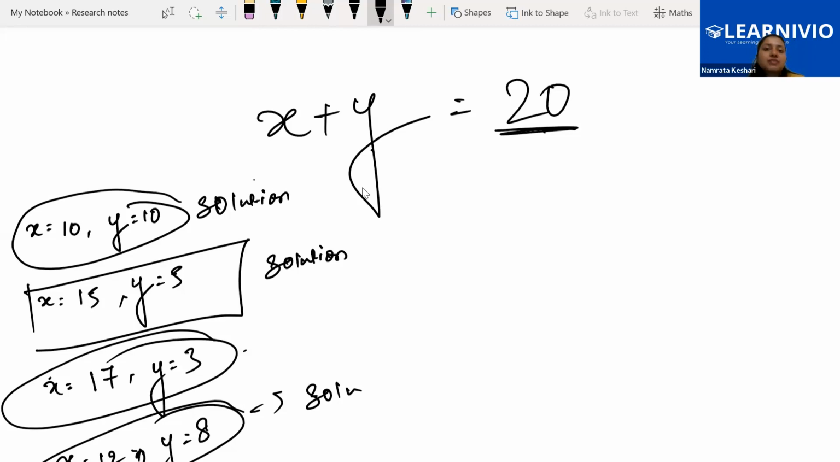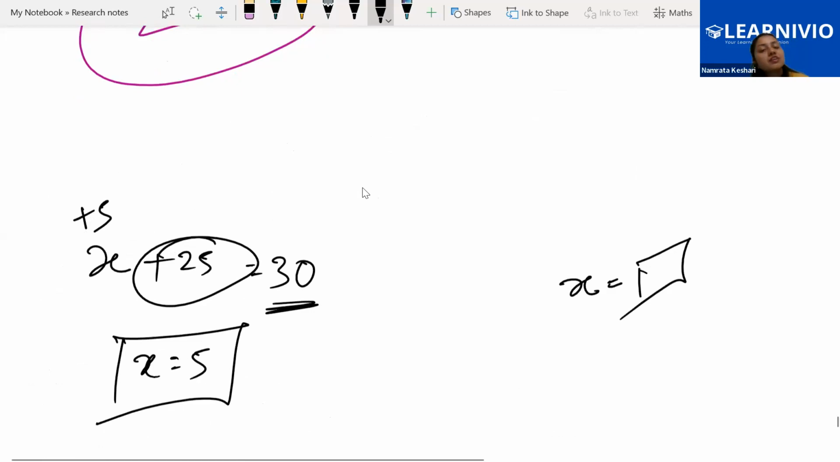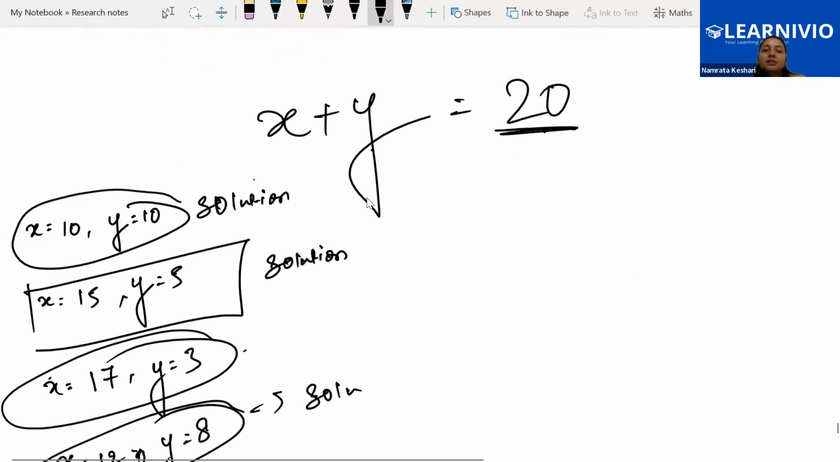That's why we say that a linear equation in two variables has infinitely many solutions. But for a linear equation in one variable, we will be able to find the value. We have learned it in our previous class, how to solve it, how to find the value. But x plus y equals 20, so far we have not learned how to solve it and find the value from here.